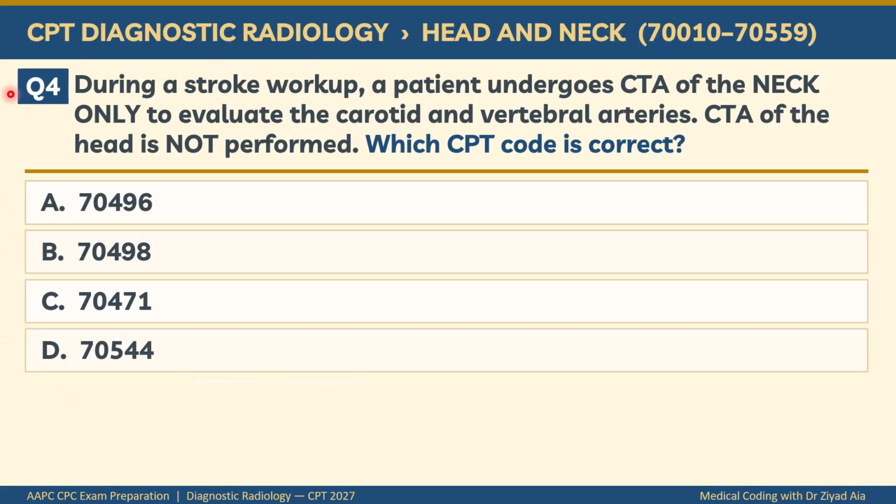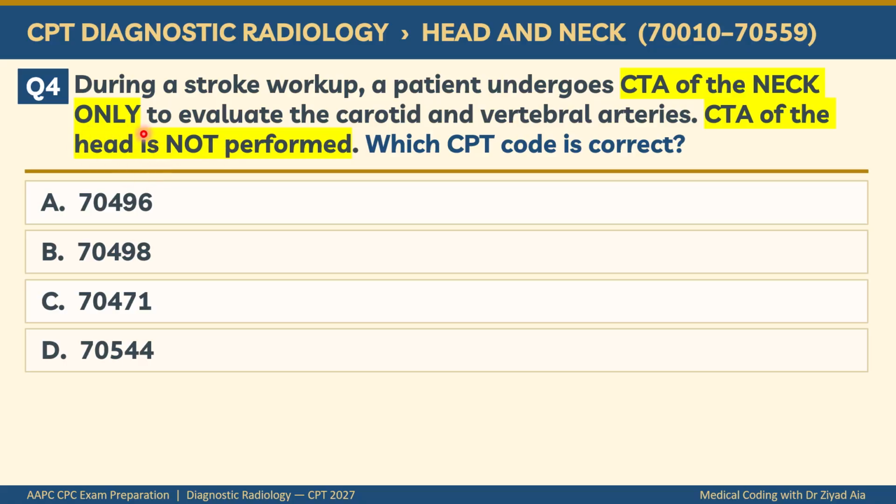Question number 4. During a stroke workup, a patient undergoes CTA of the neck only to evaluate the carotid and vertebral arteries. CTA of the head is not performed. Which CPT code is correct? There are 4 answers available. Pause the video, take your CPT code book and find the answer. So here you have to highlight the procedure is CTA of the neck only, and CTA of the head is not performed.